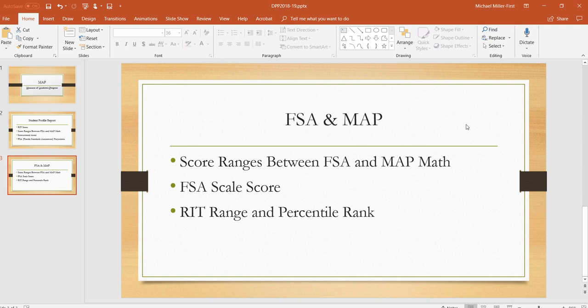Today we are going to discuss the student progress report. Similar to what I did before when I went over the student profile report, I'm going to go over a different type of report that can be pulled from MAP, and this is called the student progress report.